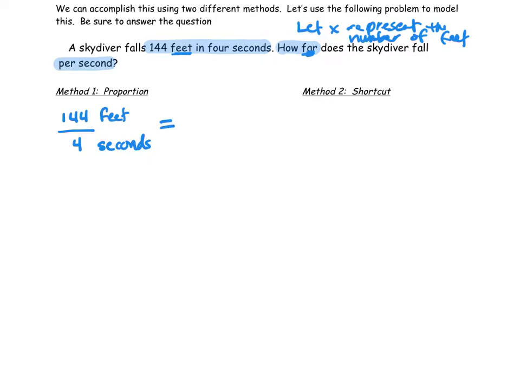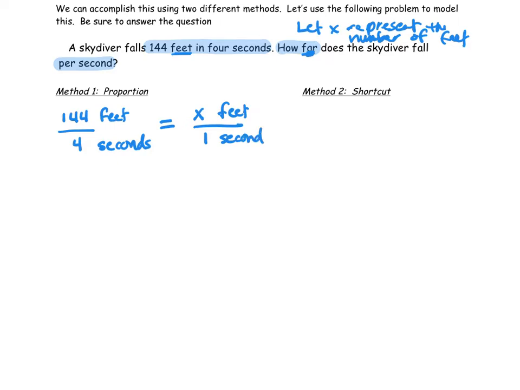So now I'm going to write a proportion, so I need an equal sign. I don't know the number of feet, but I do know based on what I set up just a minute ago, feet have to go on top. So I'm going to write x feet. Then, even though I don't see a number, they mention per second. So that actually means that I have 1 second.